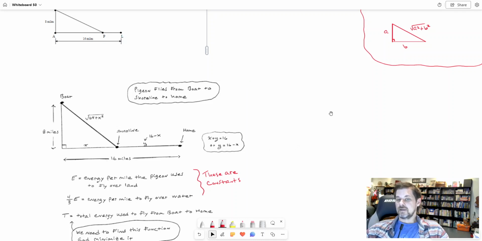Now, let's do this. I need to track the path of the pigeon. It flies from the boat to the shoreline to home. So I need to know, or at least give a label to, what this distance is right here. This might be 8 miles, but how far is this? Because this is actually the path the pigeon flies on, okay?